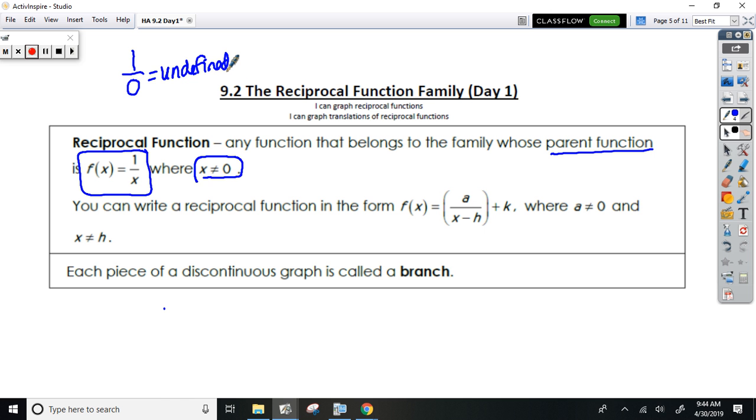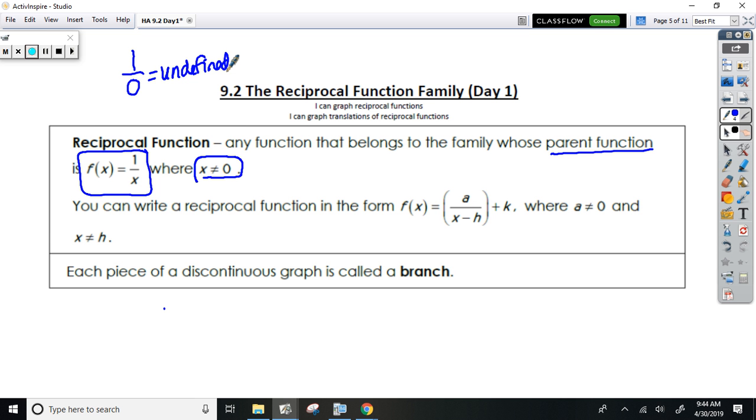Okay, so when we graph these, we are going to have what are called asymptotes, vertical asymptotes and horizontal asymptotes. We introduced this word before when we had our square root graphs. The asymptote is an imaginary line that the graph never actually touches, but it gets really close to that.